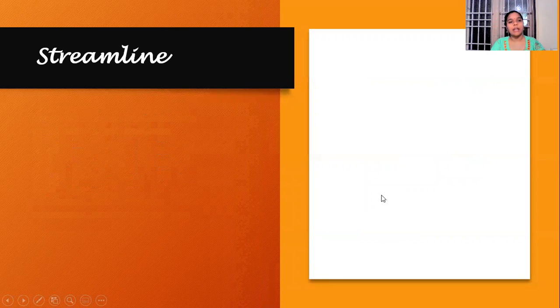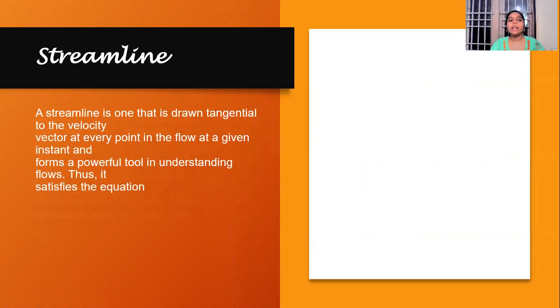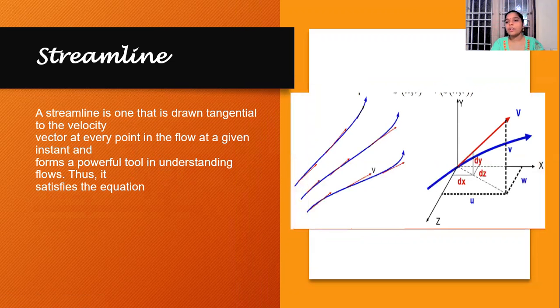Next one is a streamline. What is a streamline? A streamline is a line tangential to the velocity vector at every point in the flow at a given instant, and it forms a powerful tool in understanding flows. That means it satisfies the equation of the divergence. This is how the streamline is represented.